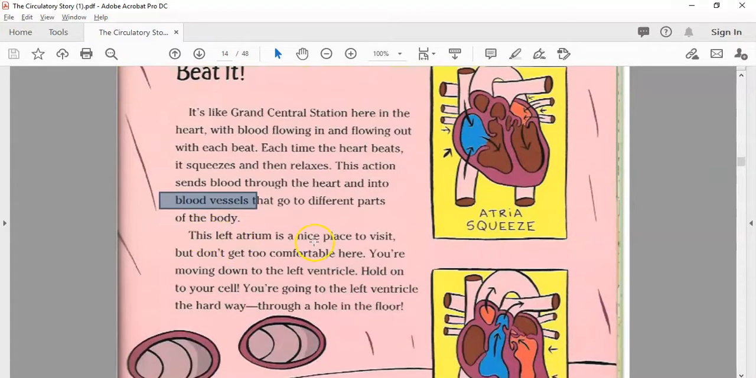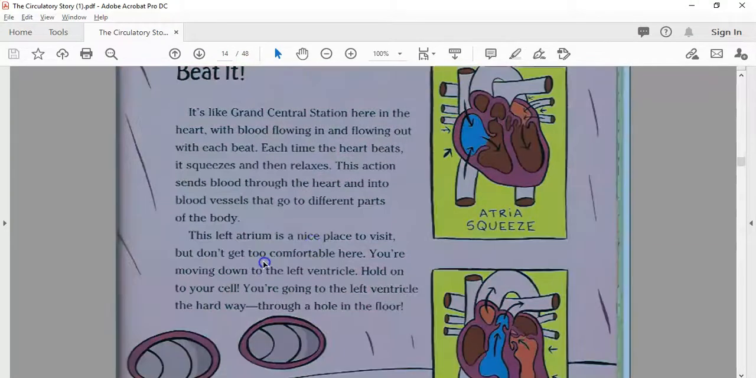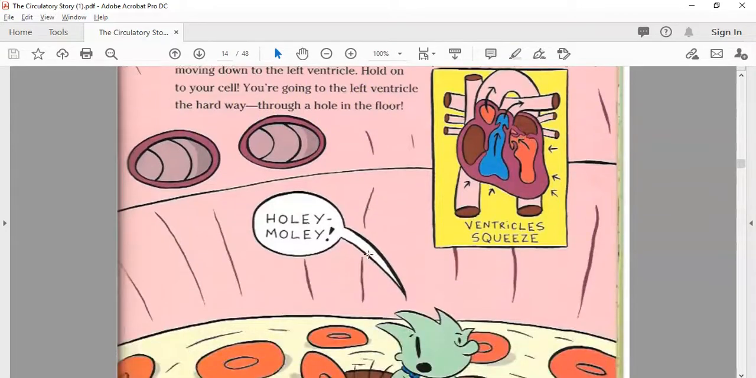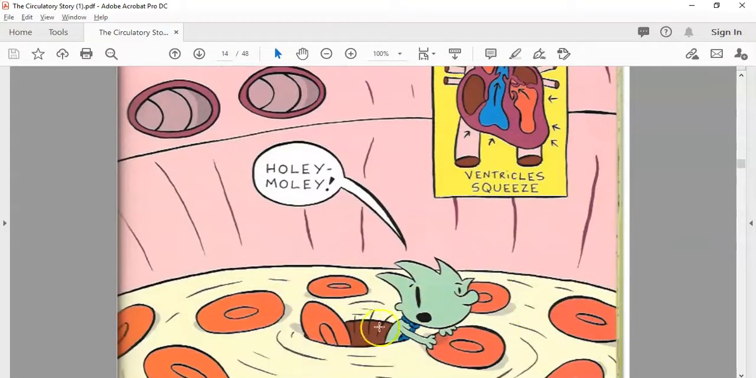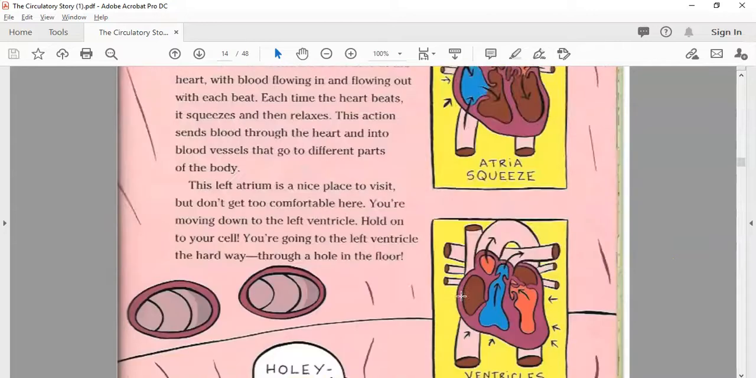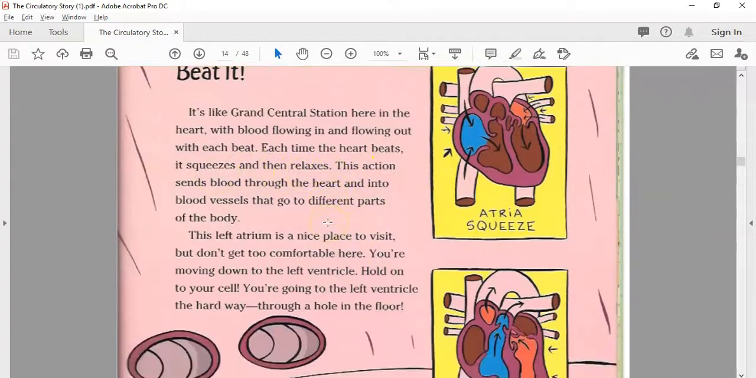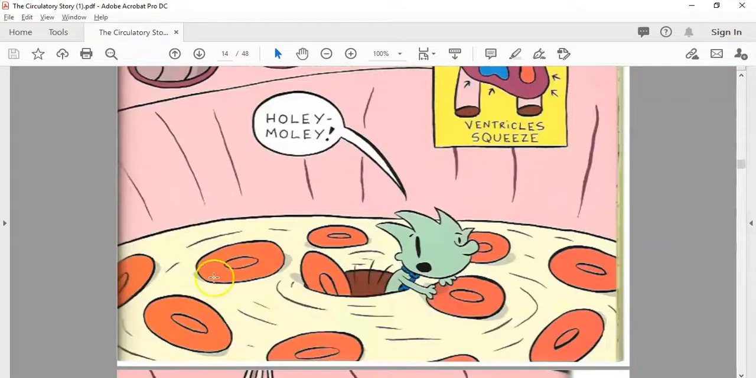Okay. The left atrium is a nice place to visit, but don't get too comfortable here. You're moving down to the left ventricle. Hold on to yourself. You're going to the left ventricle the hard way, through a hole in the floor. So let's see. What is happening here, boys and girls? Remember what is the heart doing? Remember, what are the two things? It squeezes and then it's relaxing. So blood doesn't just stay there. The red blood cell doesn't just get to sit there and stay. He actually just passes through there.